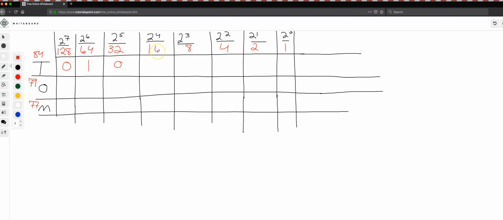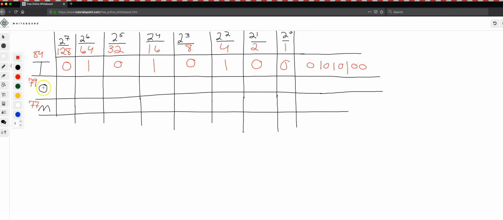Now 64 and 16 gives us 80, which still falls within our 84, so we accept that. Now 80 plus 8 is going to be larger than 84, so we skip that one. 80 plus 4 gives us 84, so we accept that one. Now that we've reached 84, we can omit the 2 and the 1. Now we have a representation for each bit, and all together this represents 1 byte, which gives us the T in binary: 0, 1, 0, 1, 0, 1, 0, 0.